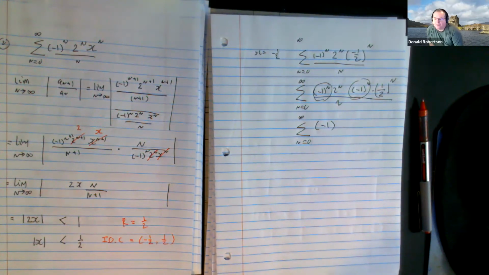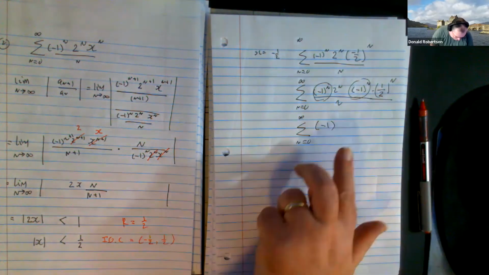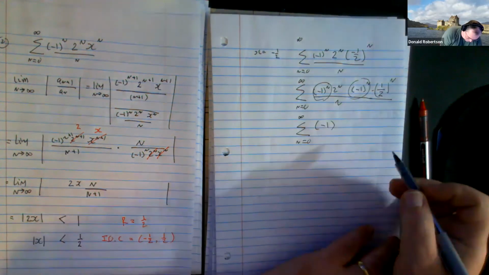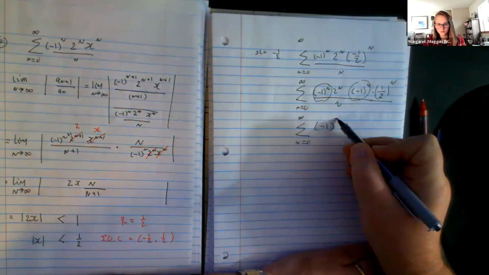It's the same answer as if it was 5 to the n times 5 to the n. What would you get if you combined -1 to the n with -1 to the n? Or -1 to the 2n. 2n, right?